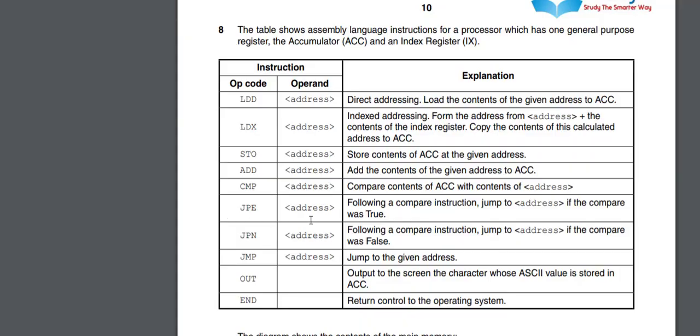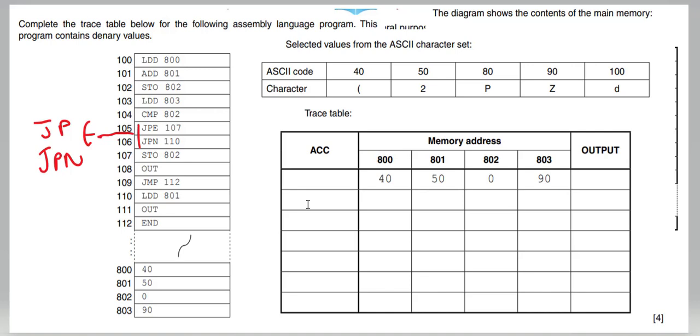So we know that JPE is if something's true, JPN if something is false. Nice and easy. So I'm going to do true and I'm going to do false. We've got a jump, we've got an out, which means output, so print, just to remind myself. We've got an end and we've got some values here. Nice and easy so far, I hope. Okay, so let's have a look at the next step. What we're going to do is do this line by line.